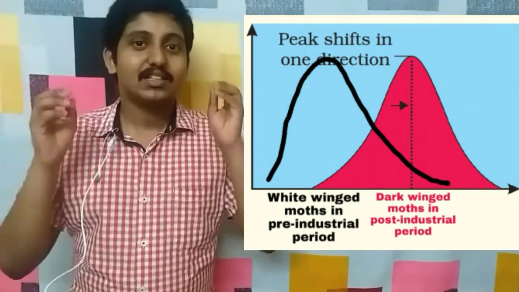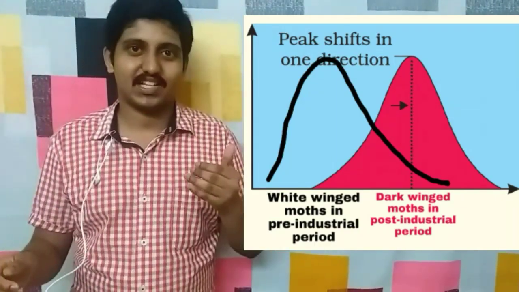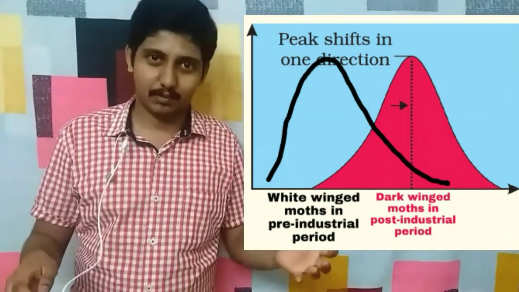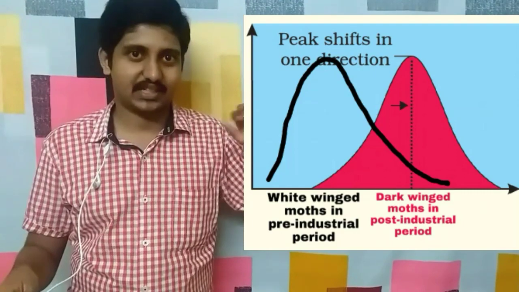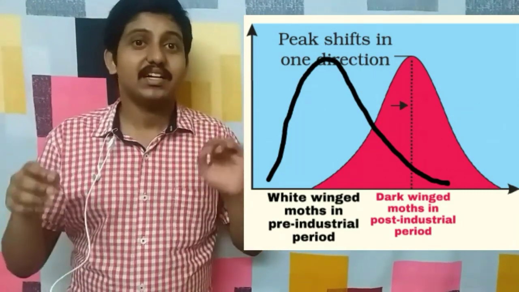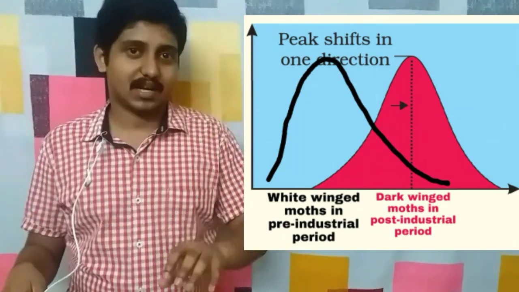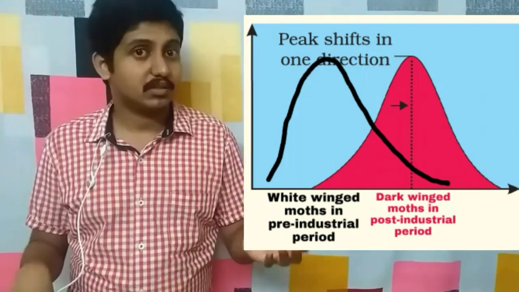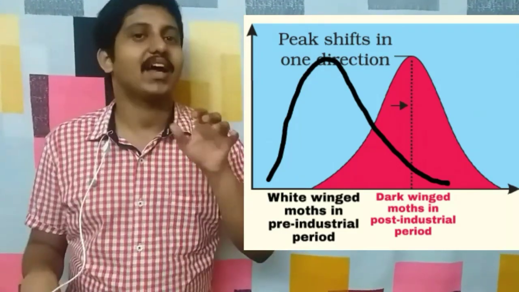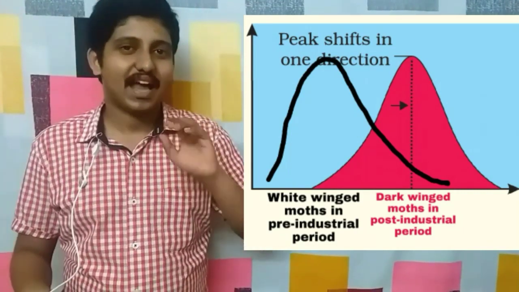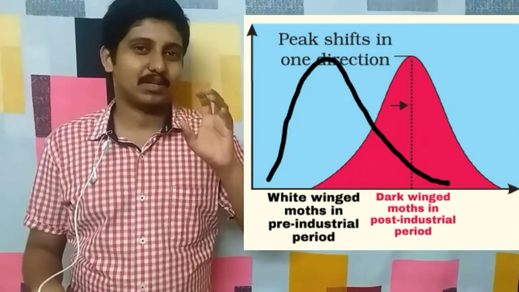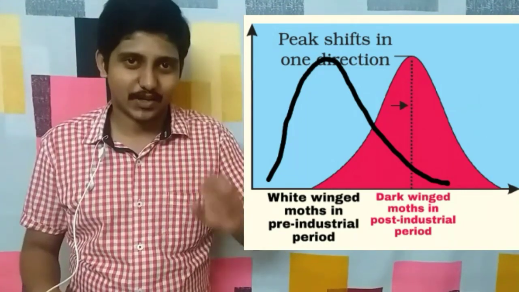So here the natural selection in the pre-industrialization period favored the white-winged moths, and hence the peak population was towards that direction, that extreme end. And in the post-industrialization period, dark-winged moths were more preferred, and hence the peak population was towards the opposite direction. And these are good examples for directional natural selection.